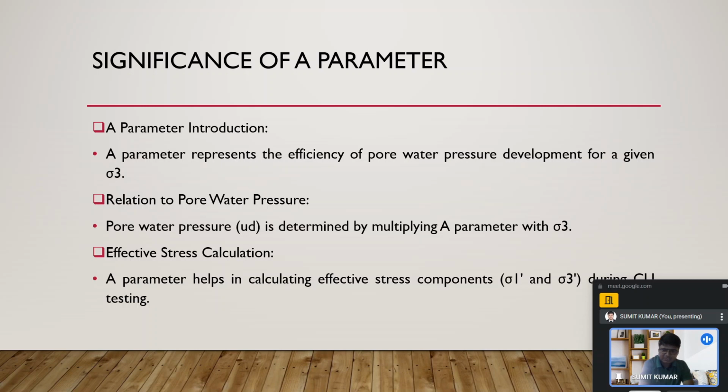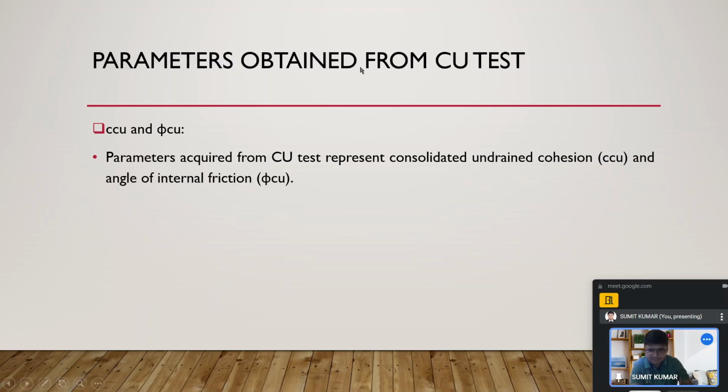class on water pressure measurement, where we discussed the Skempton parameters A and B, where B is the value of change in pore water pressure parameter. It is the ratio between pore water pressure change and the change in the value of confining stress, delta sigma 3. When we talk about the effective stress calculation, a parameter helps in calculating the effective stress components, sigma 1 and sigma 3 dash, during the testing.